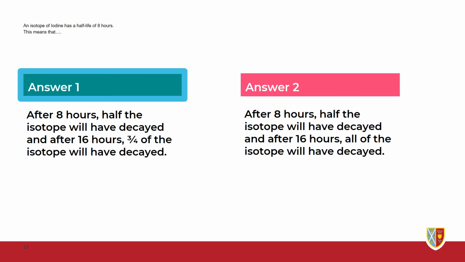Because remember what half-life is. Half-life is the time it takes for half the radioactive nuclei to decay. So after one half-life, 8 hours, there'll be half of it left. After another 8 hours, there'll be half of that half left. So you'll be left with 1/4, therefore 3/4 of the isotope would have decayed.